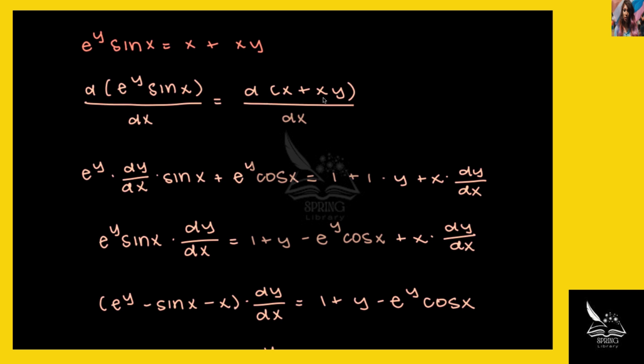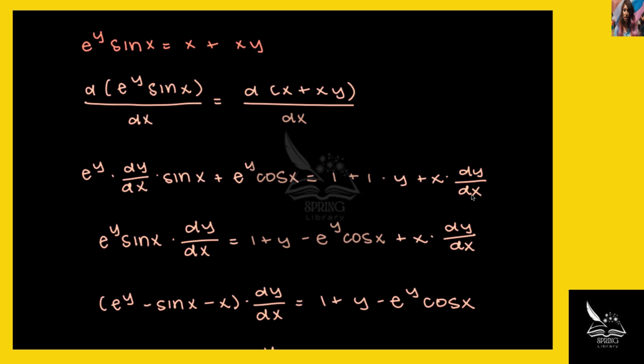of x plus xy. So we'll take the derivative of each side, and when we do that, we'll get e to the y times dy dx times sine x plus e to the y times the cosine of x equal to 1 plus 1 times y plus x times dy dx. Now this is something that we can work with. We have two dy dx terms, and what we need is dy dx by itself.